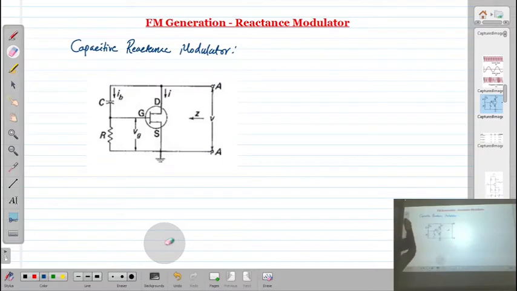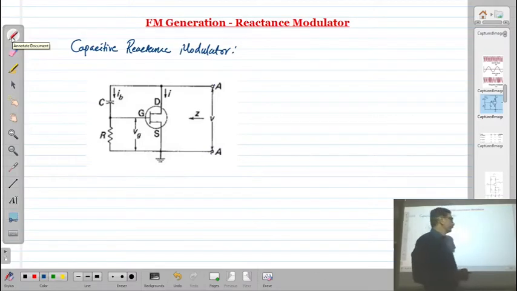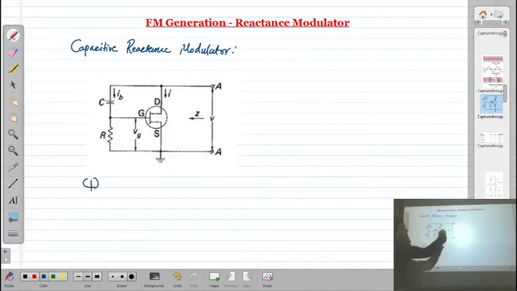Now, in which condition will this circuit work as a reactance modulator? First of all, you can see that we are applying some voltage between the point A and A dash. That is the AC voltage. Remember, I am not talking about the DC. Here some AC voltage is there, that is a part of your tank circuit, and the tank circuit is generating some frequency, so that due to this the voltage between the point A and A dash is changing. As a result, there is a flow of current.